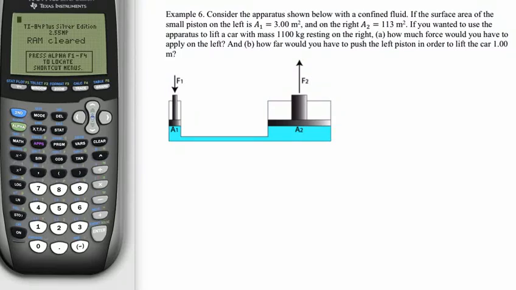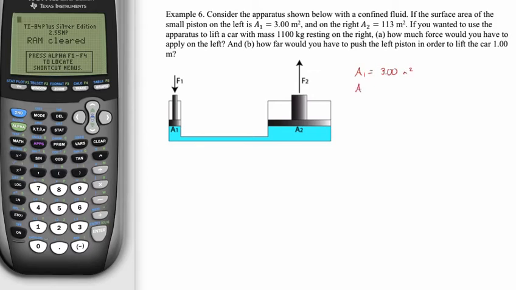Okay, in this example, we're going to look at Pascal's principle and how a confined incompressible fluid, right here, is going to give us a mechanical advantage. So this is our apparatus that we're looking at. We have, as I said, confined fluid. We know the surface area of the small input piston, A1. We're told that A1, that's the small area, is 3 square meters. And the big output area is 113 square meters.